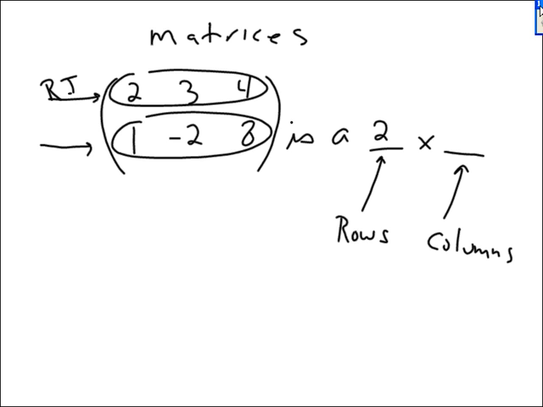Row 1, row 2. Now, how many columns are there? Well, columns go up and down. That's column 1. 3, negative 2 is column 2. And 4, 8 is column 3. There are 3 columns. So we call this a 2 by 3 matrix. Somebody asks you, what is the size of this matrix in front of us? You say, oh, it's a 2 by 3.